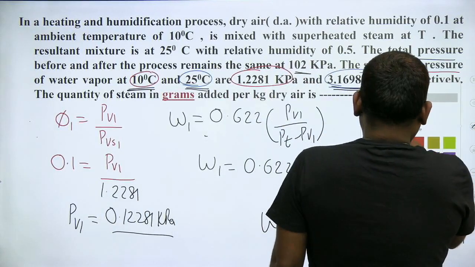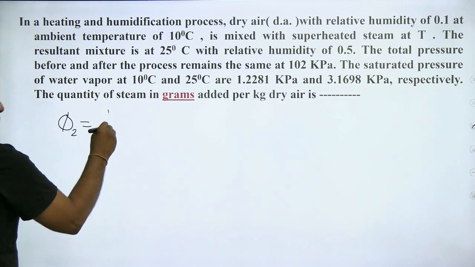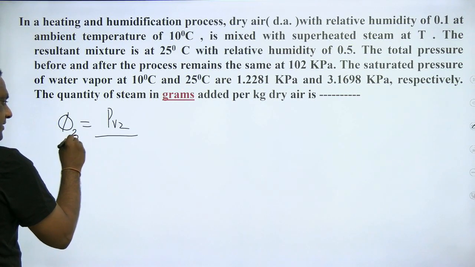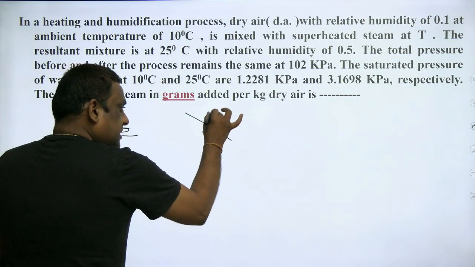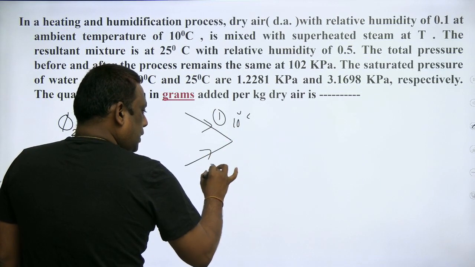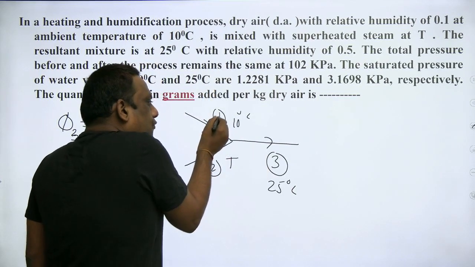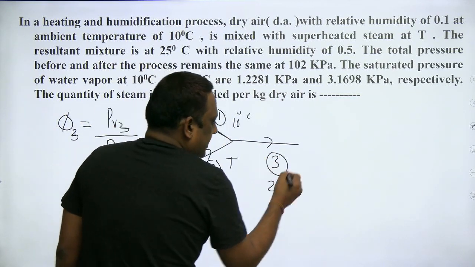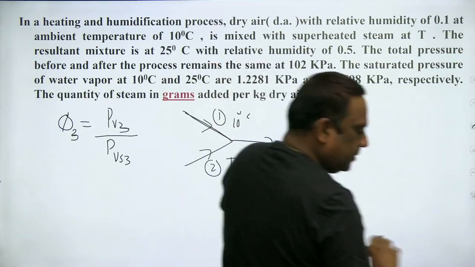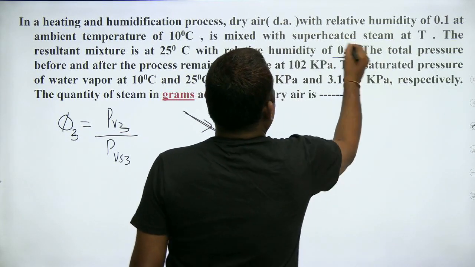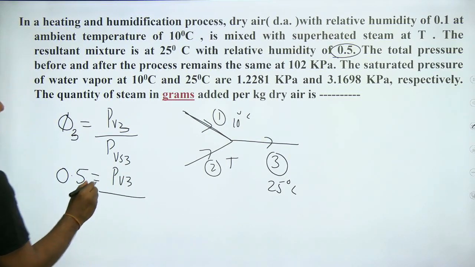Similarly, I'll calculate phi 3 is equal to PV3 by PVS3. Please note down that 1 is at 10 degrees centigrade, 2 is at T, and 3 is the final state, which is at 25 degrees centigrade. So from here my air is absorbing moisture, and finally it is reaching omega 3. Now phi 3, what is the final relative humidity? The final relative humidity is 0.5. So therefore 0.5 is equal to PV3 by PVS3.